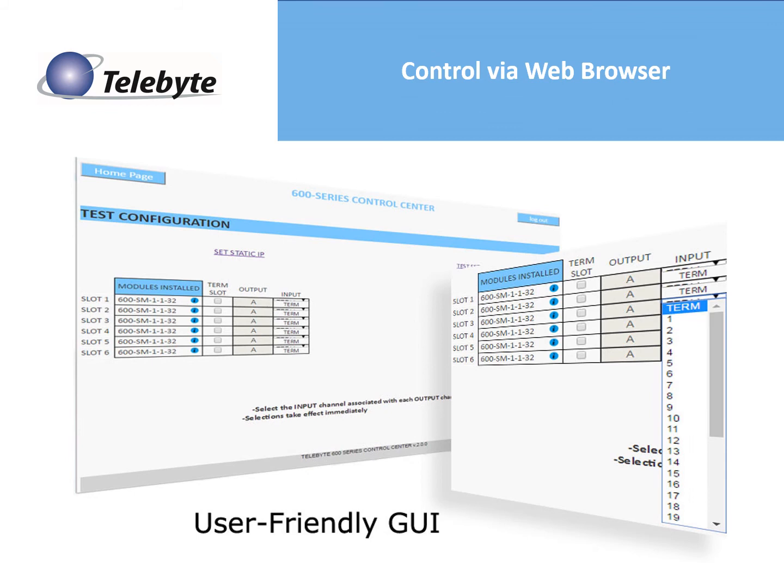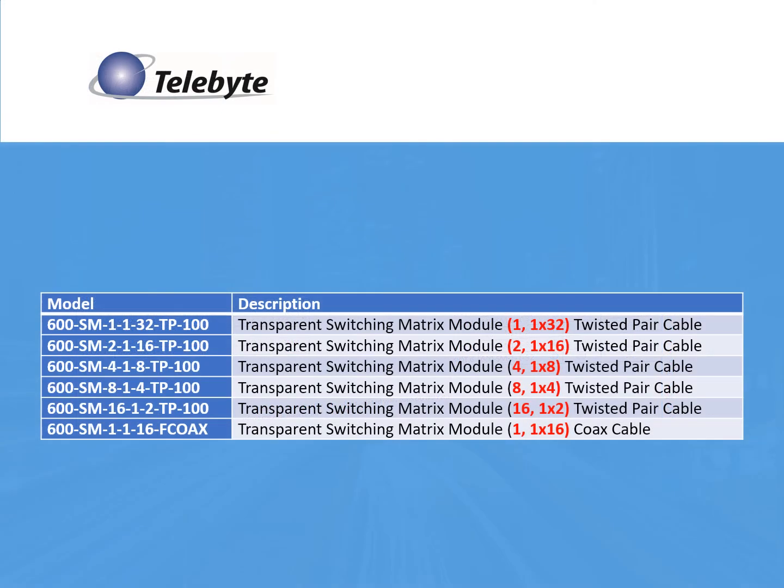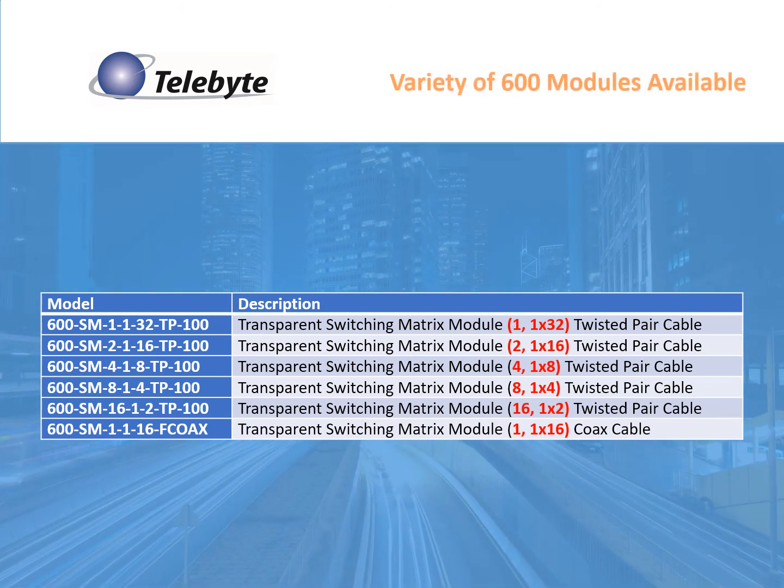Both the CFA 24A and the switching matrix module can be controlled via a web browser as an alternative to using remote commands. There are a variety of 600 modules available. There is a 1 1x32, 2 1x16, 4 1x8s, 8 1x4s, 16 1x2s, which we have been looking at today, and then there is a coax cable version, which is 1 1x16 matrix.